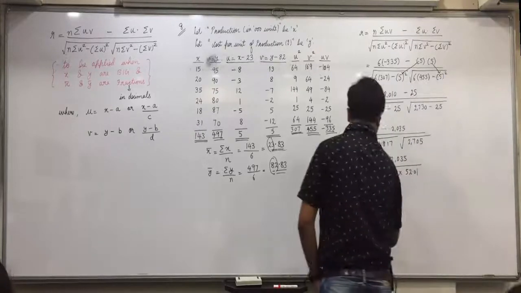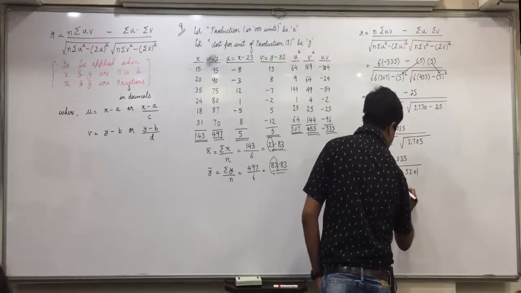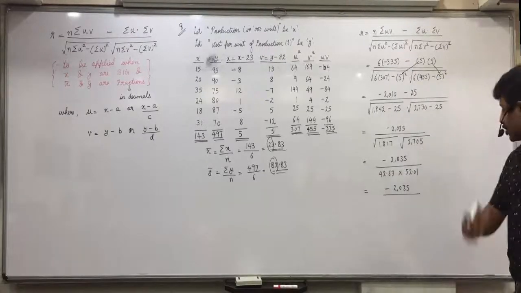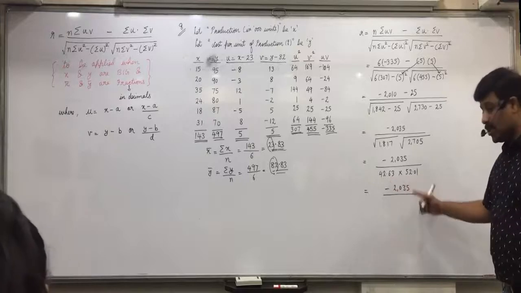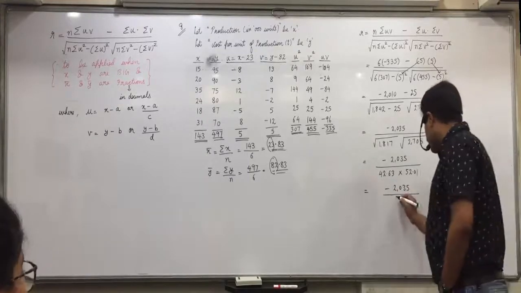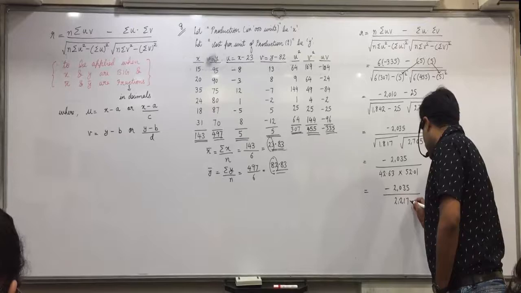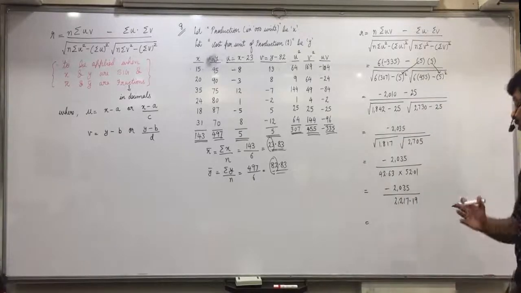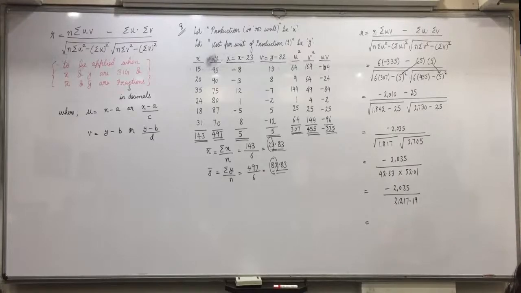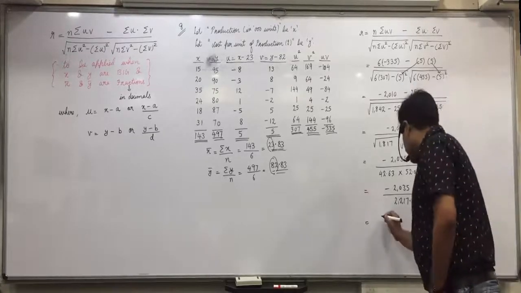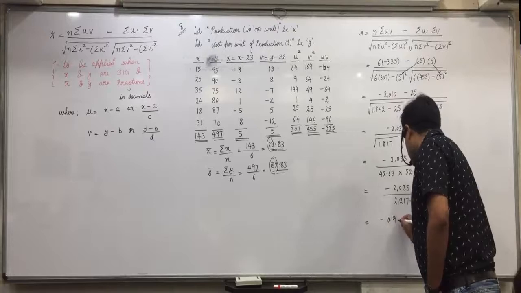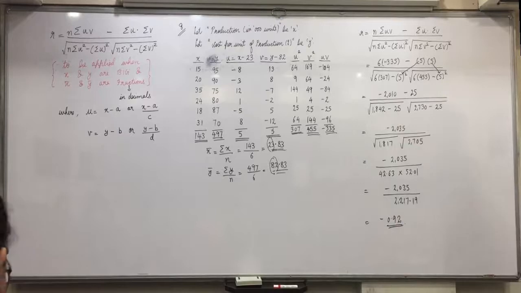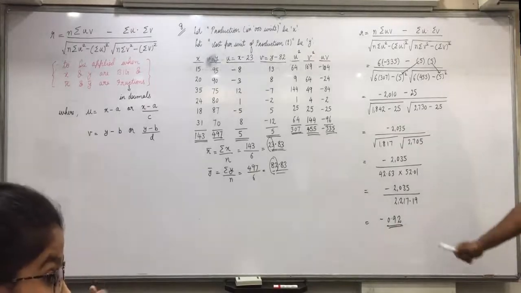52.01. Now minus 2035 divided by 42.63 into 52.01, which is 2217.19. And minus 2035 upon 2217.19 is minus 0.92. So what will we conclude?